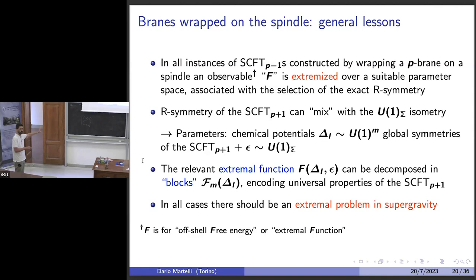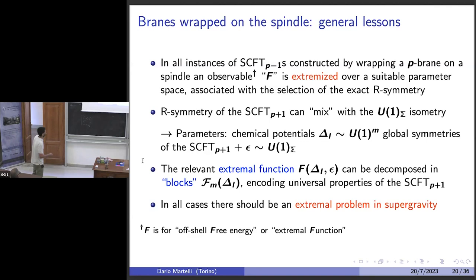It's only an observation. In all cases, one can decompose these functions in terms of something more elementary, which are still functions, but more elementary, and they're called blocks, composing, summing essentially in different ways. It's referred to as gluing of these blocks. And they encode universal properties of this field theory. Okay, so in all of these cases where you take your favorite brane, you wrap on the spindle for the moment, and then there is a field theory, then in all of these cases, there should be an extremum problem in supergravity.